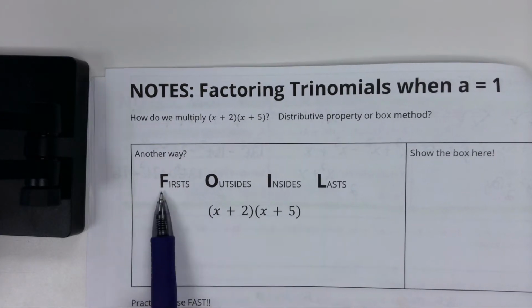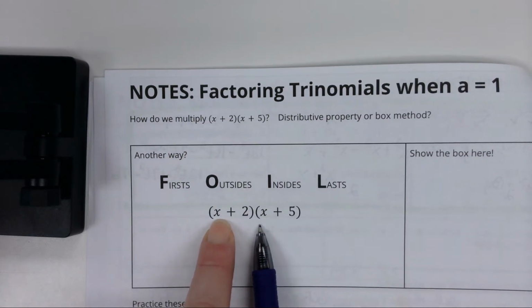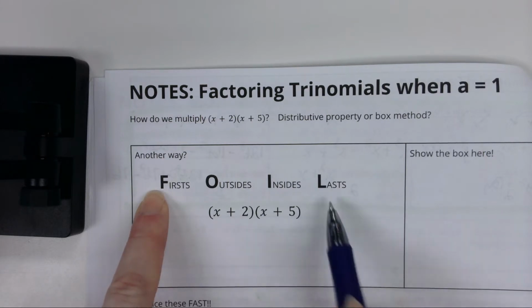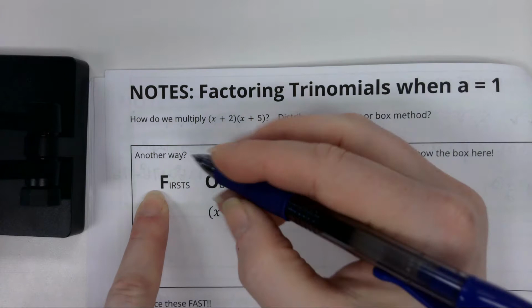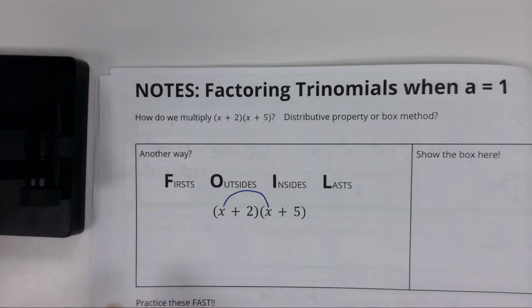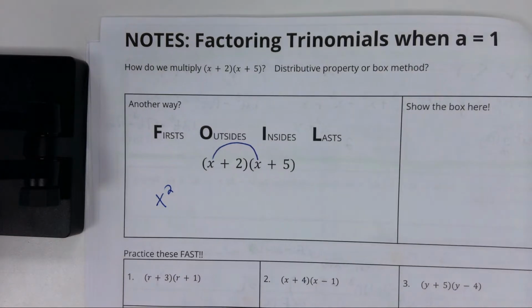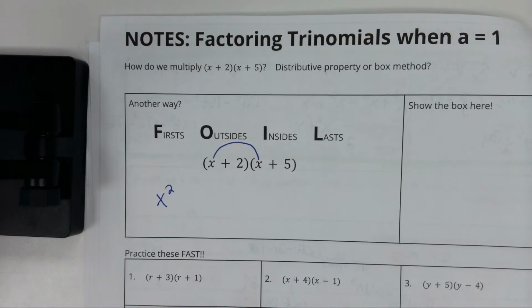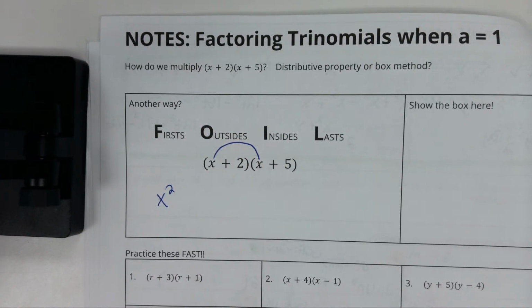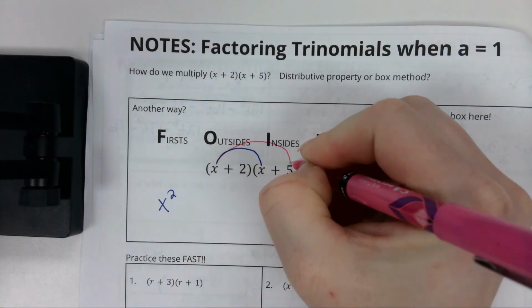What ends up happening is these things I'm going to call the firsts. Do you see they're first in both parentheses? So all this means is I got to remember when I'm multiplying that I multiply the first things together. All right, if I did the first things, what's x times x? X squared. Those are the firsts. Then what ends up happening is I have to multiply the x by the 5 as well. I call those the outsides.